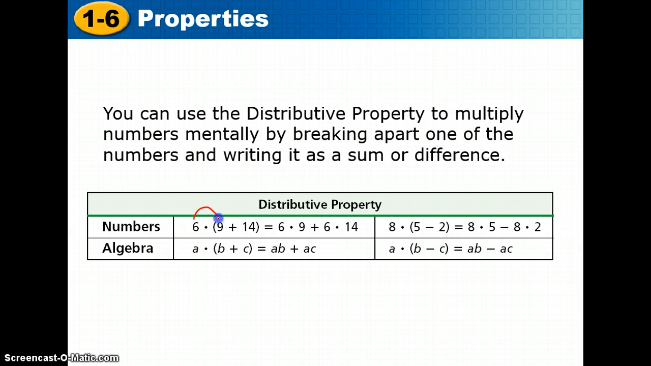And all that simply means is that I take the number outside, in this case the 6, and multiply it by everything inside. When I do 6 times 9, and then I do 6 times 14. The same rules apply if I am subtracting in the parentheses. I would first do 8 times 5, and since I'm subtracting in the parentheses, I'm going to subtract 8 times 2. And we're going to look at some examples to illustrate this.